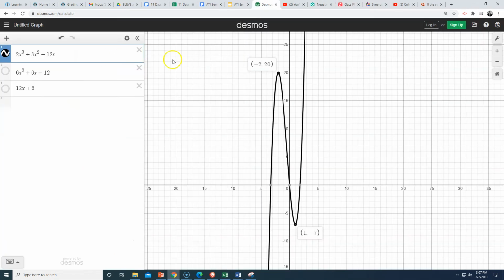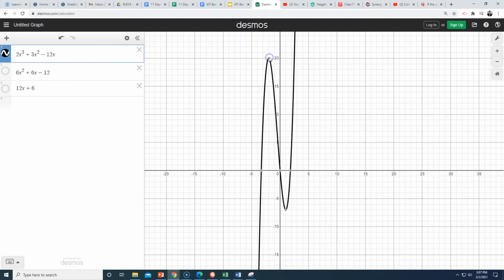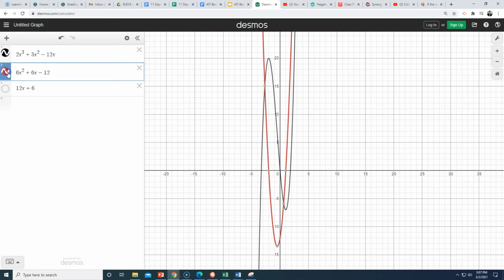So looking at Desmos, here's our function right here, and yeah, we can see (-2, 20) is our maximum. (1, -7) is our minimum right here. Okay. And so what I kind of want to look at too is why the double derivative is working the way it's working. First of all, I'm going to show the first derivative. I'm going to put that guy up.